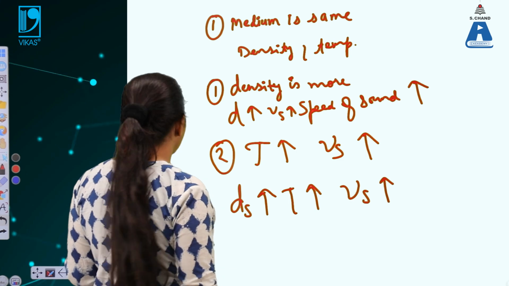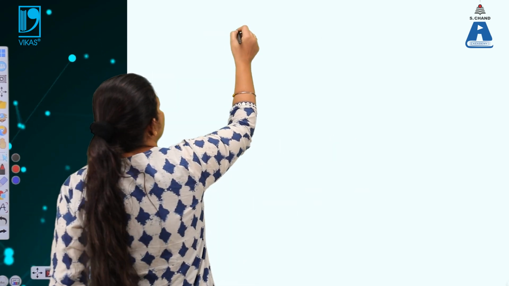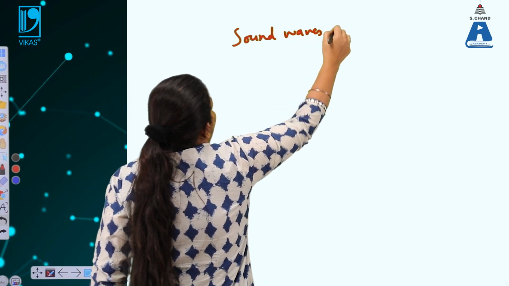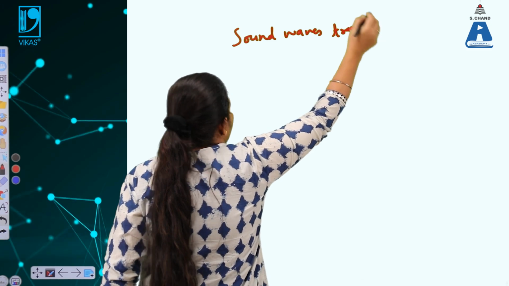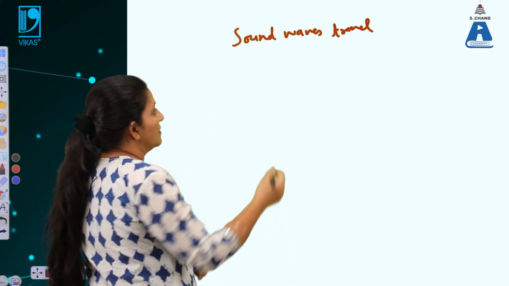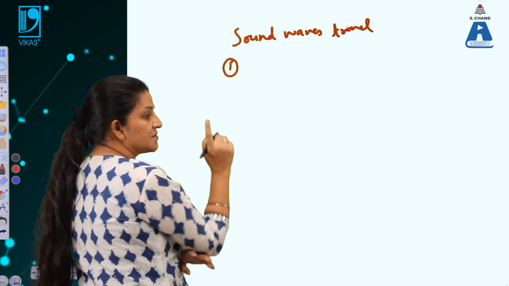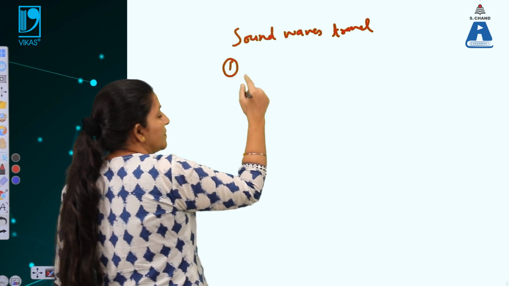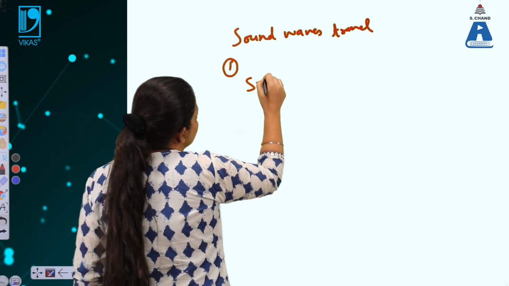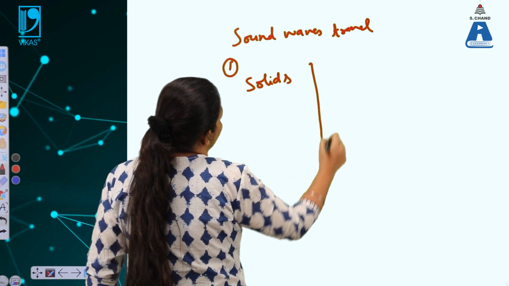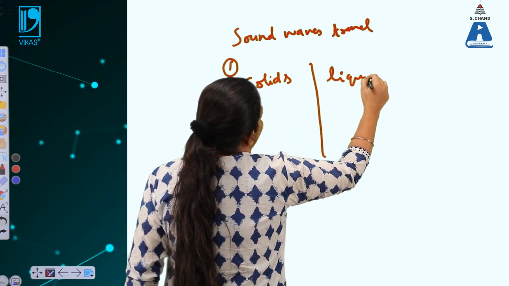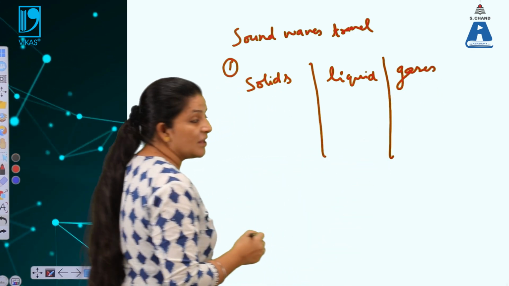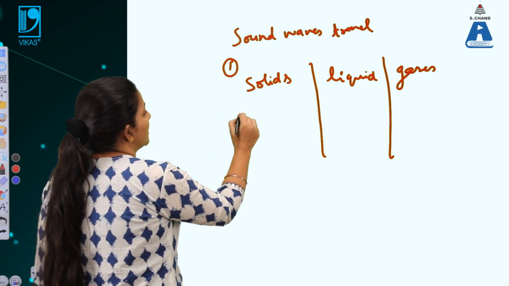Now the second case is when the sound wave travels from one medium to another medium. The denser the medium, the more will be the speed of the sound wave. That means, for example, in solids, there are three kinds of media: solids, liquids and gases. So there are three kinds of media present: solid, liquids and gases. We know that solids are more dense.